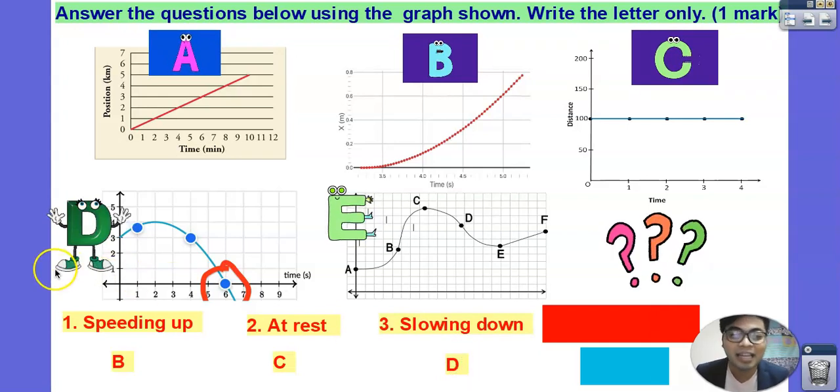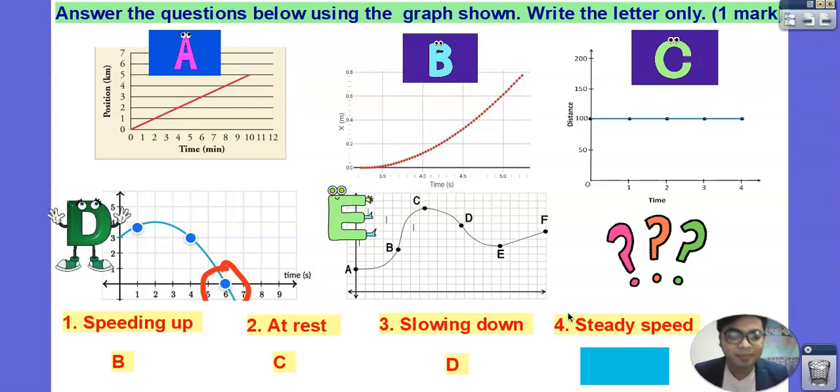You look at letter D here. The graph here shows that the distance is decreasing as the time is increasing. It shows that it's not going faster, it's going slower. This means that this graph shows that the moving object is actually slowing down.